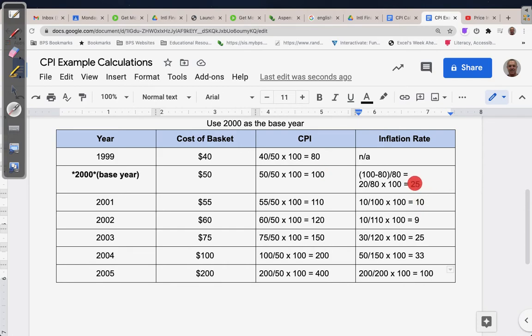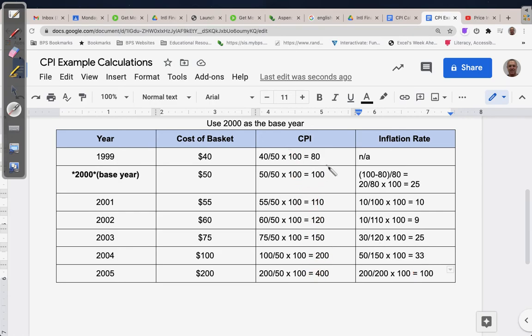In 2000, prices were 25% higher than they were in 1999. In 2001, prices were 10% higher than they were in 2000. In 2002, prices were 9% higher than they were in 2001. In 2003, prices were 25% higher than they were the year before. 33% higher than the year before. 100% higher than the year before. So the inflation rate tells you how much higher prices are than the year before.